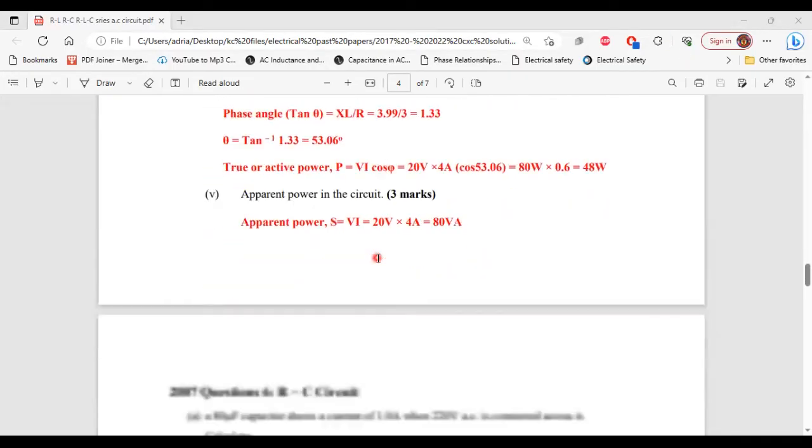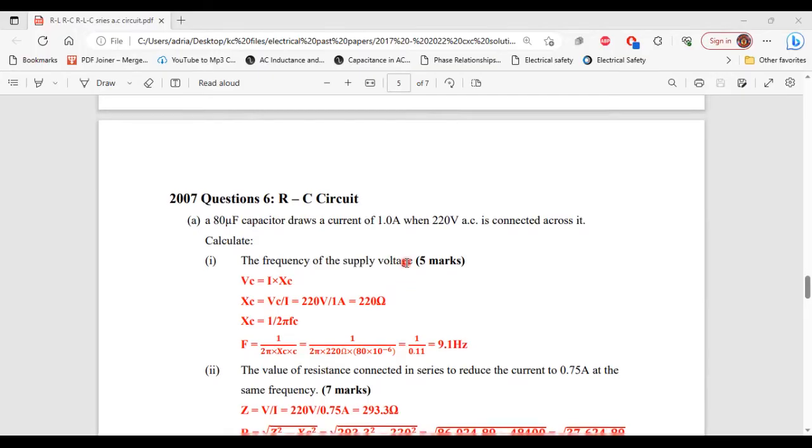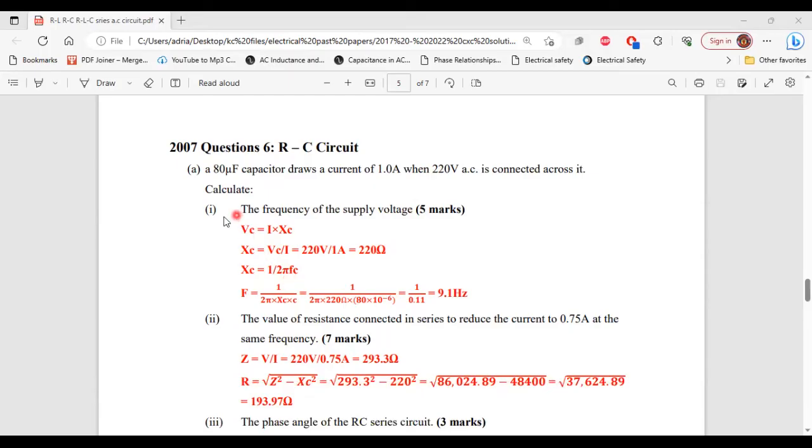All right, so let's move on to the next question. This is question 6 from the 2007 past paper. Part A says, an 80 microfarad capacitor draws a current of 1.0 amp when 220 volt AC is connected across it. It says calculate, part 1, the frequency of the supply voltage.